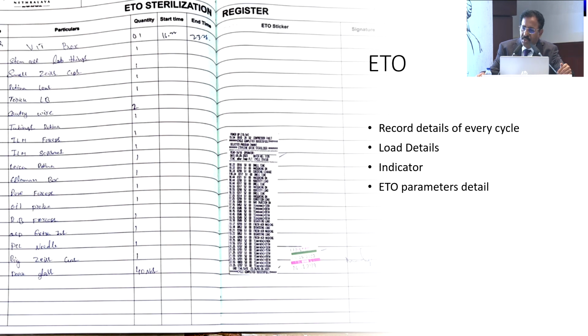And if you are going to use ETO, record details of every cycle, the load details and the ETO indicator being used. You also need to record the details of the cartridge you are going to use and the expiry date of the cartridge. Since ETO is a chemical, it has to be discarded properly. So where you are discarding the cartridge, all those things also have to be recorded. So this is the ETO sterilization register. So you have to record all these parameters, and again, the new and automated machines have all this in a printout.